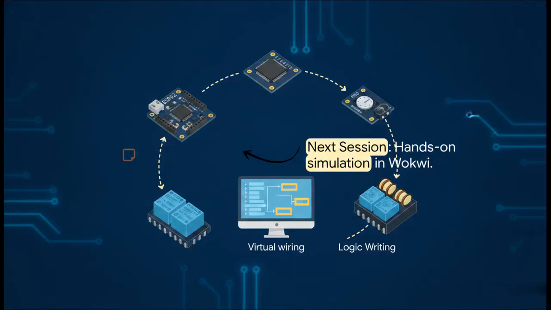Now, understanding the theory here is awesome, but actually building it is where the real fun begins. So the next step for mastering this is a hands-on session using a walkthrough simulation. We're going to virtually wire up the ESP32, the RFID scanner, the RTC, and the relays. It gives us the power to write the code, test the hardware interactions, and debug the whole system safely in a digital space before we ever even touch physical hardware.